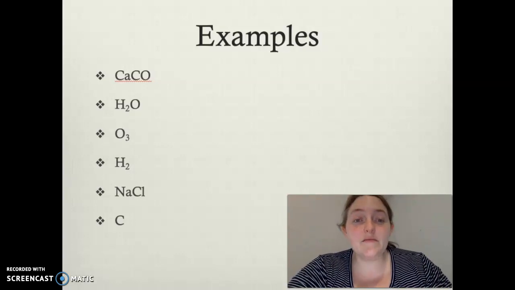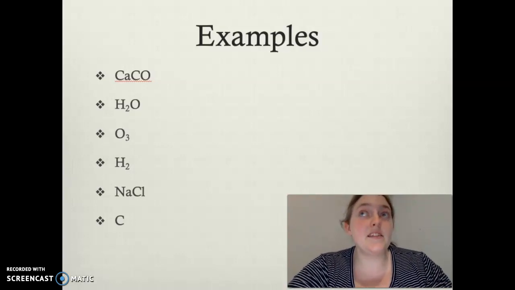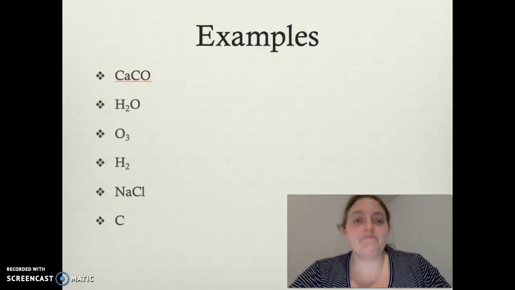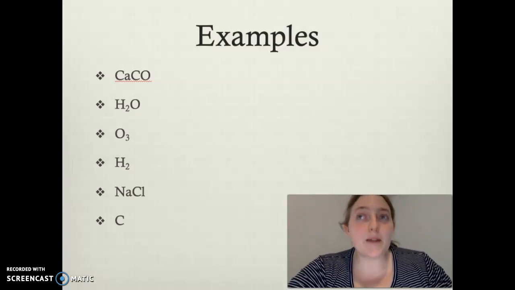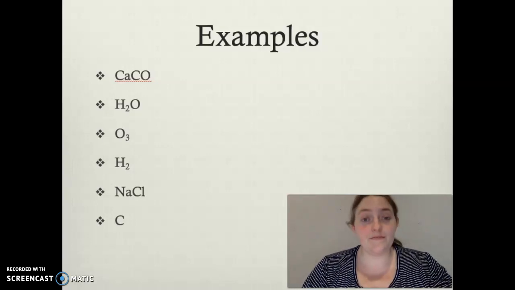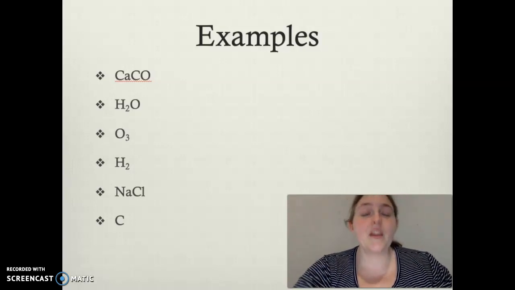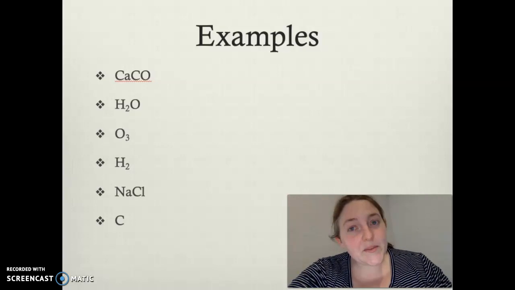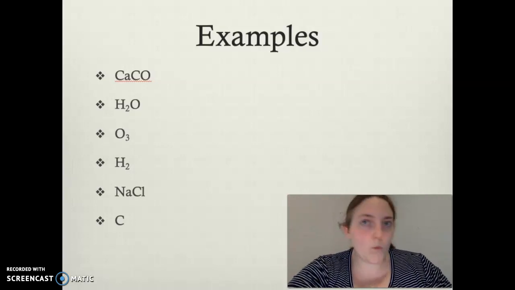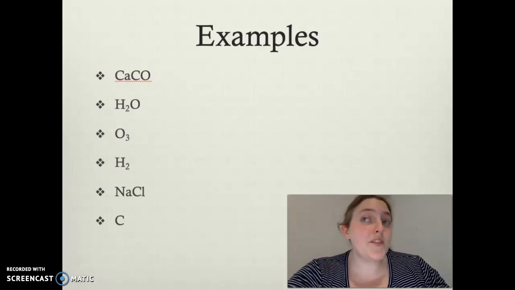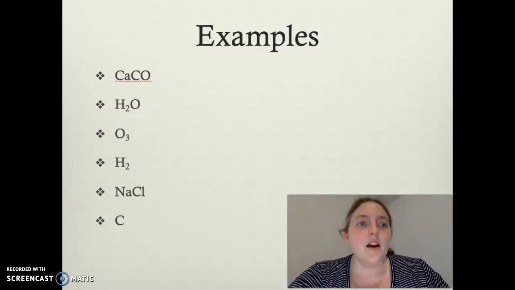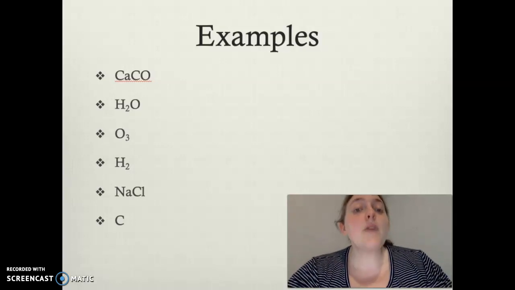Let's look at the second one. H2O. We all know what that is. Is there more than one element? Yes. Therefore, it's a compound and a molecule. Now for the third one. O3, which is ozone. Is there more than one element? No. Are there two or more of the same type of element? Yes. Therefore, this is a molecule.